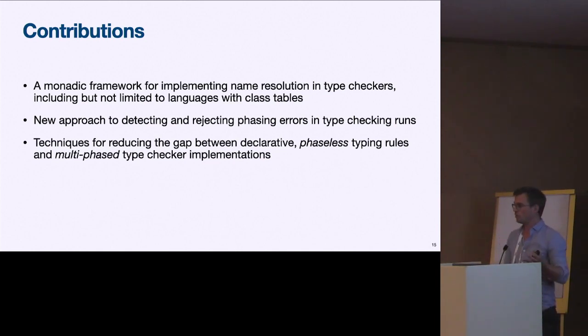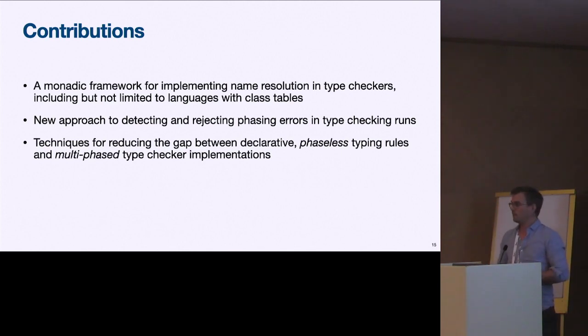And the contribution of our paper is that we provide a framework for defining name resolution in type checkers in general, not just for type checkers that have class tables, but also for languages that have general scoping constructs, such as packages or modules, what have you. And then we provide a new approach to detecting and rejecting this subtle class of name binding error that I just showed you, where we silently resolve to the wrong thing. If we resolve to the wrong thing, our framework will detect and reject and notify the type checker engineer that something is wrong. You implemented your specification wrongly.